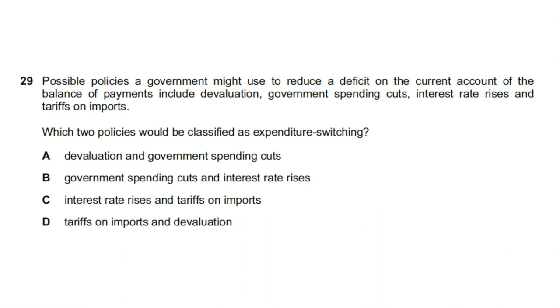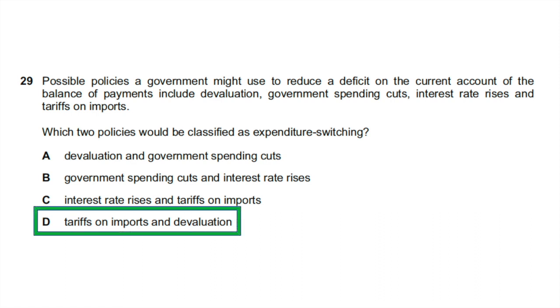29. Possible policies a government might use to reduce a deficit on the current account of the balance of payments include devaluation, government spending cuts, interest rate rises, and tariffs on imports. Which two policies would be classified as expenditure switching? The correct answer here is D, tariffs on imports and devaluation.